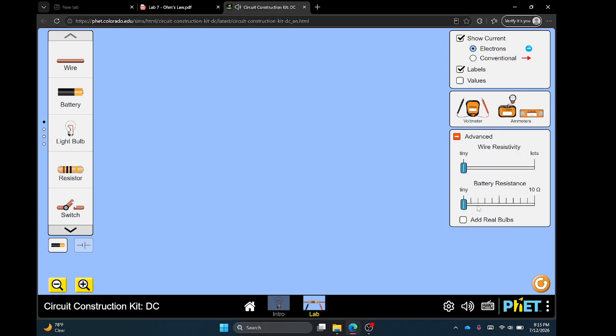There are a few more settings here in advanced. If you click on here, you can change the resistivity of the wire, or you can also change the battery resistance. For this lab we are only interested in wire resistivity. For the first part we will leave the wire resistivity at tiny. Basically the wire has very negligible resistance.